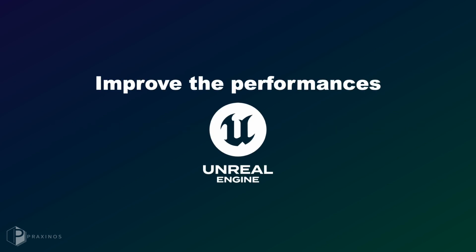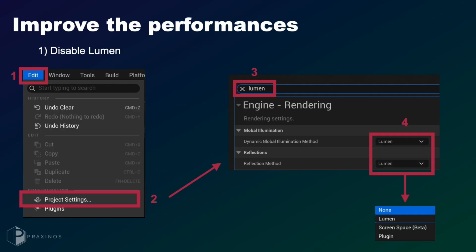And now let's talk about what you can do to improve the performances of Unreal Engine when working on a humble computer. Unreal Engine is a powerful software, and as you know, with great powers come great resources. If your computer does not match the recommended specifications, here are a few things you can change in your project. In Edit, Project Settings, you can use the search engine to disable Lumen in global illumination and reflections.